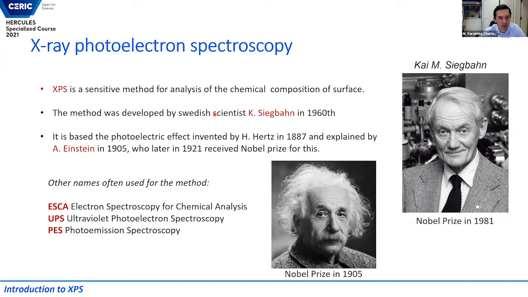Also in the literature, you can find other abbreviations or names for this method. It can be ESCA, electron spectroscopy for chemical analysis. Also, depending on the energy of the photons usually used, it can be divided into many sub-methods, like UPS, ultraviolet photoelectron spectroscopy, which means you use only ultraviolet for excitation of electrons, or it can also be called just photoemission spectroscopy. So all this is XPS.